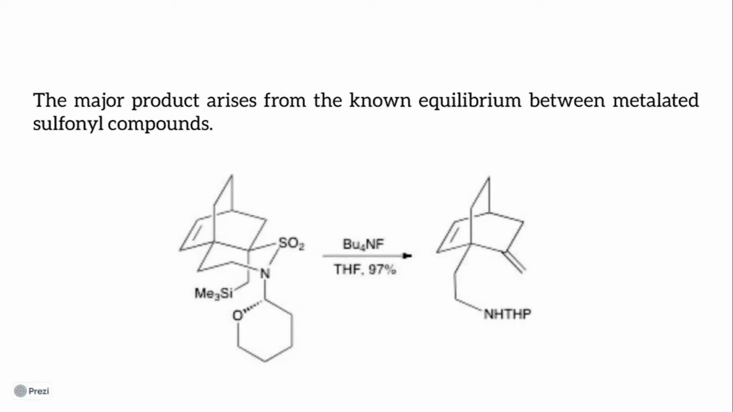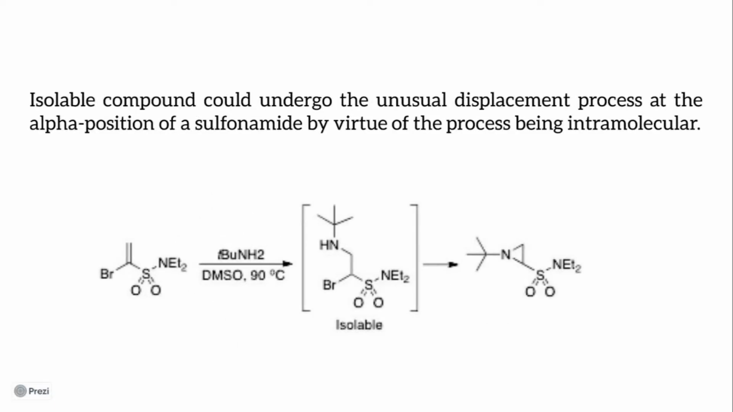The major product arises from the non-equilibrium between methylated sulfonyl compounds, which leads to the indomethylene. Exposure of this compound to tetra-N-butylammonium fluoride in tetrahydrofuran then leads to the desulfonylated product in good yield. Compound 11 could undergo the unusual displacement process at the alpha position of a sulfonamide by virtue of the process being intramolecular.